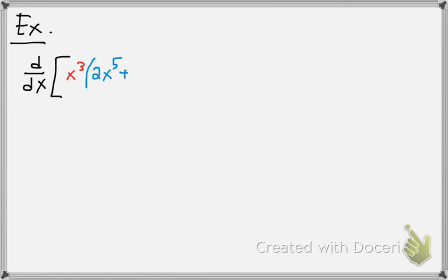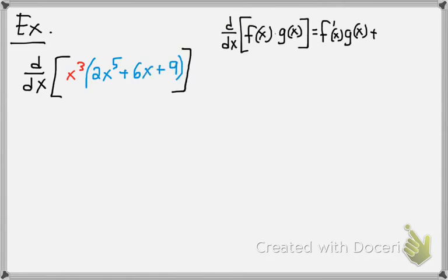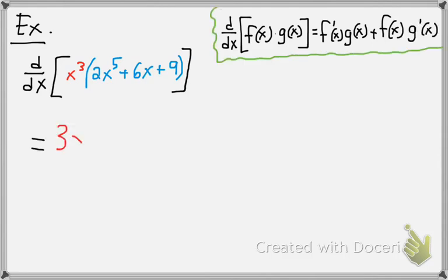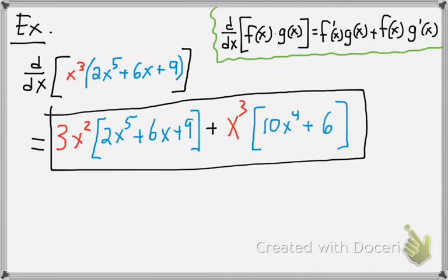Example number 1. If we have two functions, in this case x cubed and the function 2x to the fifth plus 6x plus 9, then using our formula we can find the derivative of the first, which is 3x squared, multiply that by the second function, 2x to the fifth plus 6x plus 9, and then add that to the first function, x cubed, multiplied by the derivative of the second function, which is 10x to the fourth plus 6.